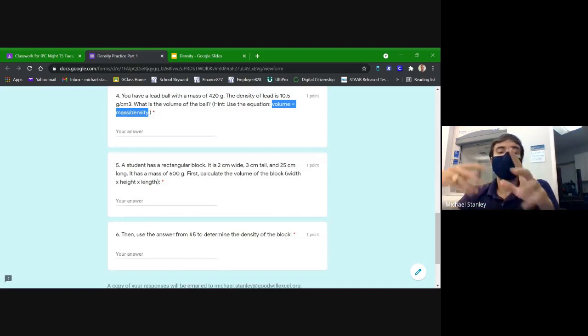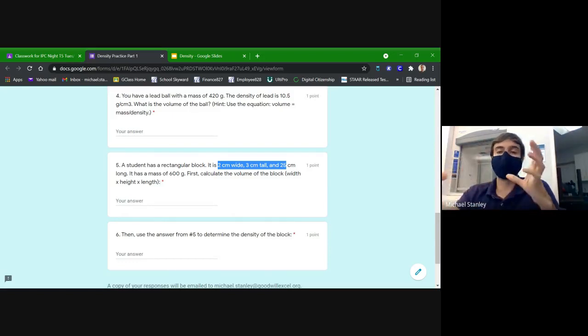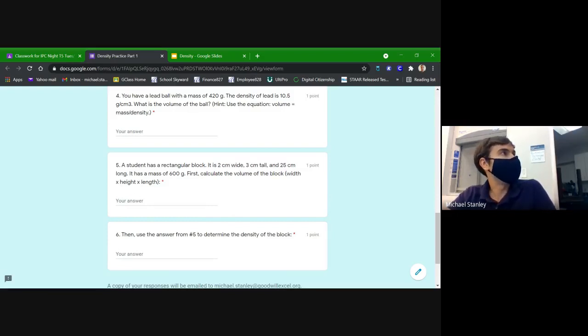Finally, for this homework, 5 and 6 go together. Number 5 gives you a rectangular block. It tells you the mass, but it doesn't give you the volume directly. Instead, it gives you the dimensions of this rectangular block. Luckily, since it is just a basic rectangular prism, it's pretty easy to calculate the volume of the block. All you have to do is width times height times length. So number 5, the answer will be whatever the volume of the block is right here.